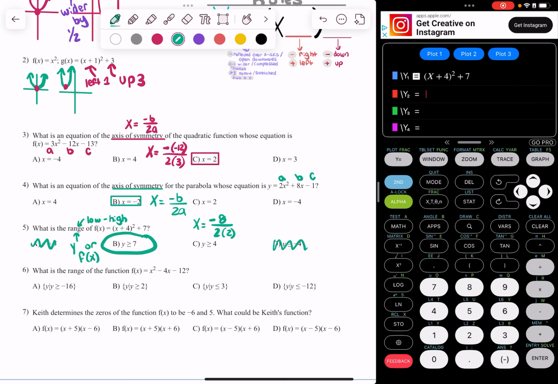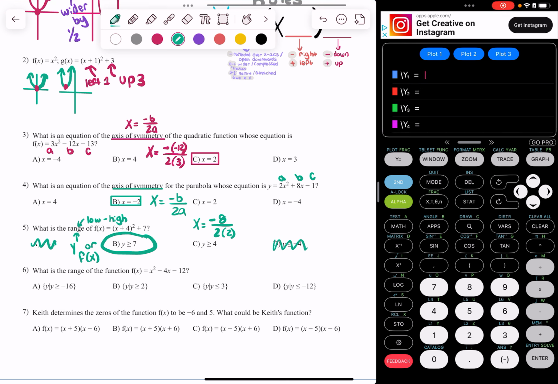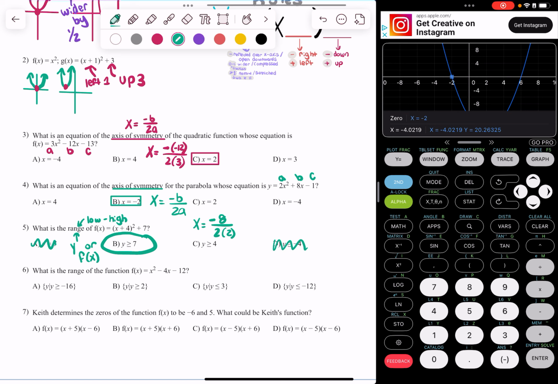So let's do the same thing for number 6. We want to find our range again. In order to find the range, I'm looking at how low to how high this graph goes. I'm going to type in x squared minus 4x minus 12. I'm going to make sure that all my answer choices say y, and then I'm going to look and see how low this graph goes. Well, I know it starts somewhere in the negatives, so I'm going to cancel answer choice B and answer choice C.